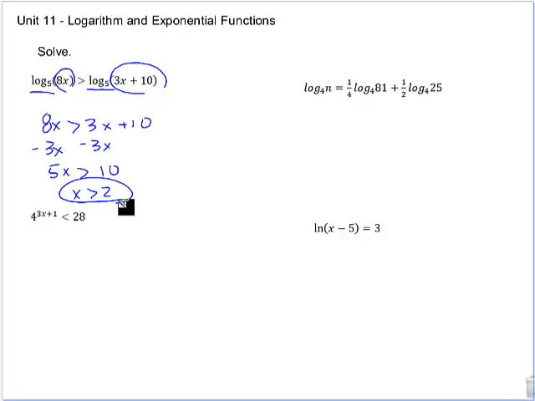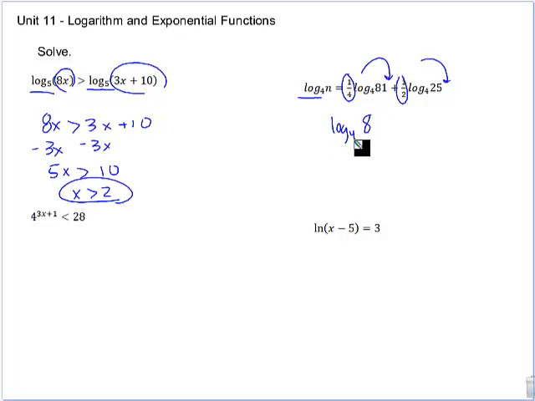Next one over, log base 4 of n is equal to 1/4 log base 4 of 81 plus 1/2 log base 4 of 25. The only way to get this to work is to have it a log base 4 equaling just one log base 4, and currently we have two of them. So first off, with the values out in front, these become exponents. So 1/4 becomes the exponent of 81, and 1/2 becomes the exponent of 25.